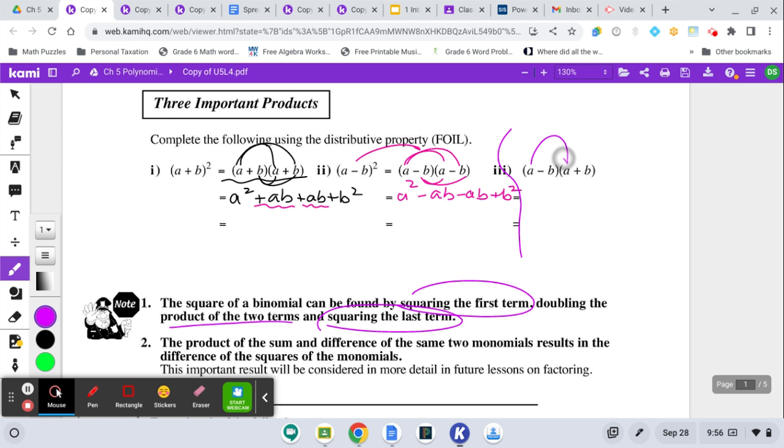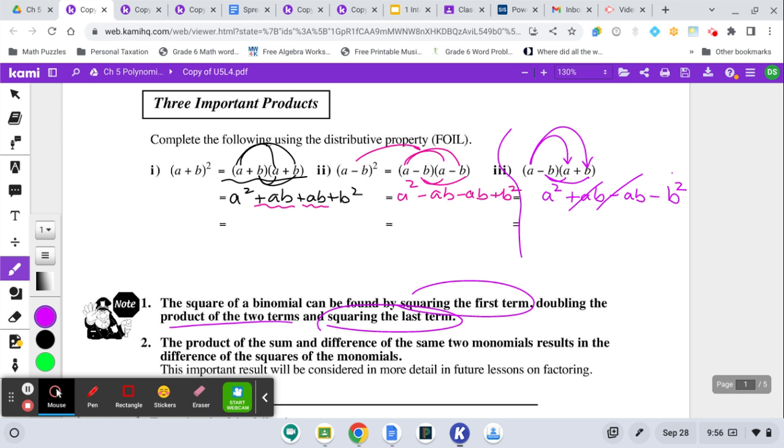First term. Do our little distributive property. Come underneath. Now what happens? Square the first. I should say we multiply the first two terms together. We multiply the last two terms together. So it's a squared minus b squared. What happens to the middle terms? It cancels.